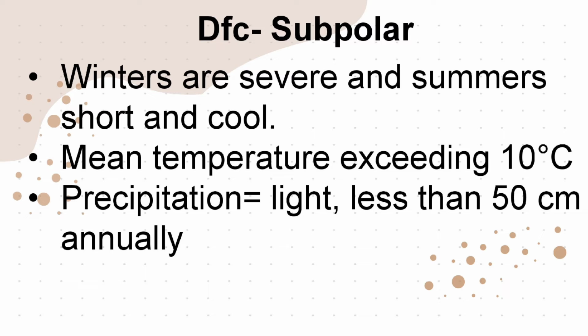When the winters are severe and summers short and cool, with only 1 to 3 months having a mean temperature exceeding 10 degrees Celsius, the climate is described as subpolar DFC, also known as boreal climate and taiga climate. The precipitation in the subpolar climates is comparatively light, especially in the interior regions, with most places receiving less than 50 centimeters annually.